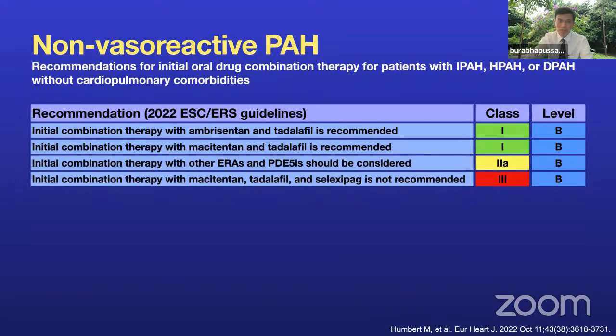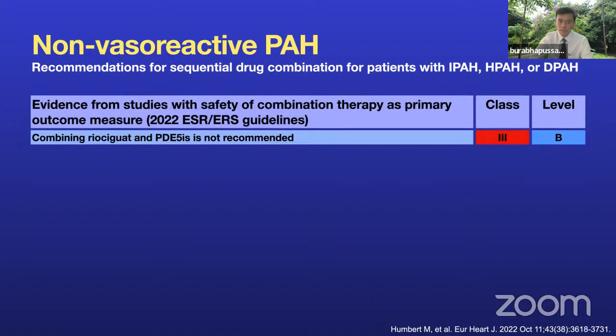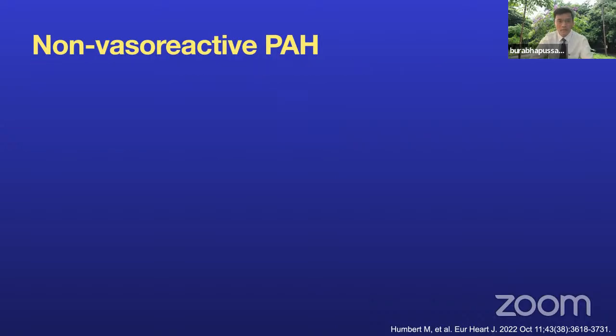And the choice of initial combination therapy, according to the evidence, could be ambrisentan and tadalafil from the AMBITION trial, or macitentan and tadalafil from the TRITON trial, or either ERA or PDE5 inhibitor is okay. But oral macitentan, tadalafil, and selexipag is not recommended because it didn't work in the TRITON trial. And importantly, we have to avoid riociguat and PDE5 inhibitor together because it could cause hypotension in patients.